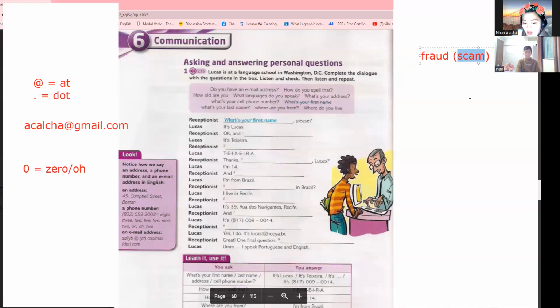Especially these, the most important things, highlighted already: the address, the phone number, and the email address. All right. Of course you are a very smart man. I know that you know when to say it, and I know you can recognize it already.